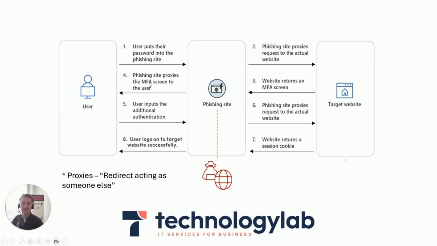The user then inputs their multi-factor authentication code, going back through the phishing site. The phishing site then forwards that to the actual website. And then once Microsoft sees that you've successfully authenticated, so you've provided your username, email, password, multi-factor authentication code, it then returns this access token or session cookie back to the user. And then the user logs on successfully, accesses their data, completely unaware that their details have been compromised.